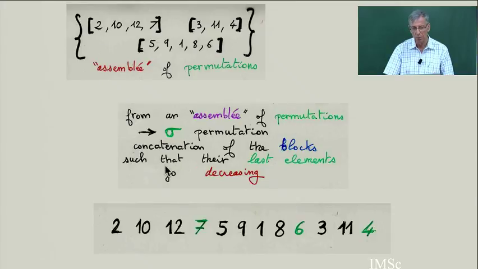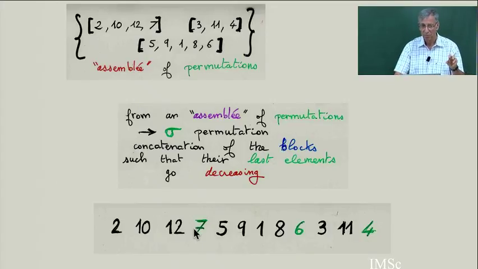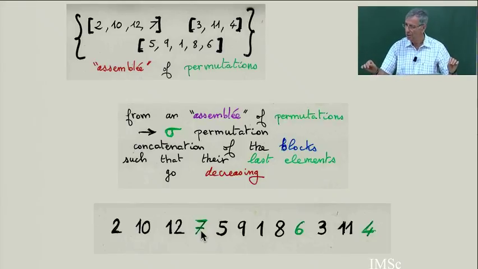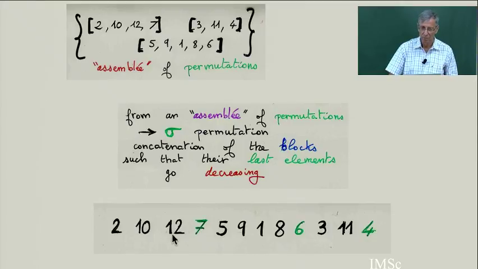What I will do is this: in each block, here there are 3 blocks, I take the minimum element in green. Here is the minimum element of each block. And I put these minimum elements in decreasing order. So if you have an assembly of blocks, I can define a permutation from the assembly. The color green corresponds to the color green of the rhombic alternative tableau.